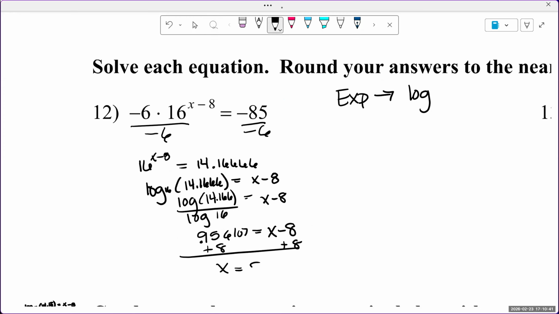X is equal to 8.956107, which rounds to 8.9561.